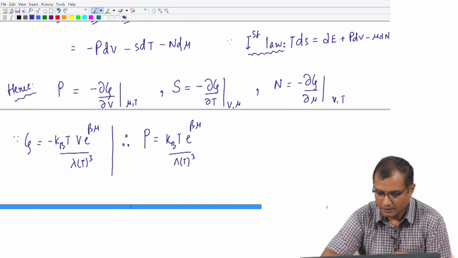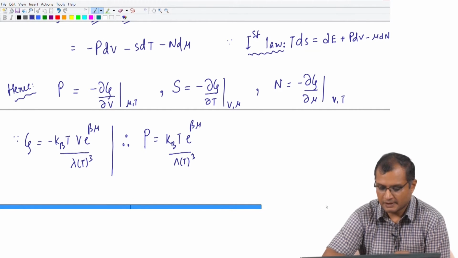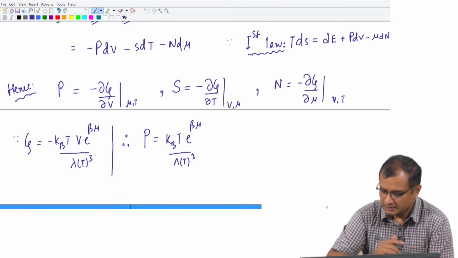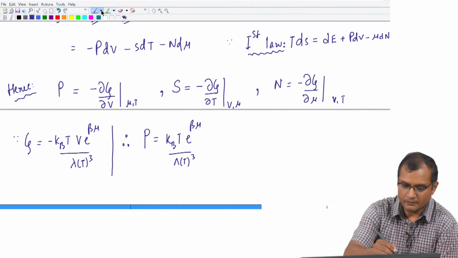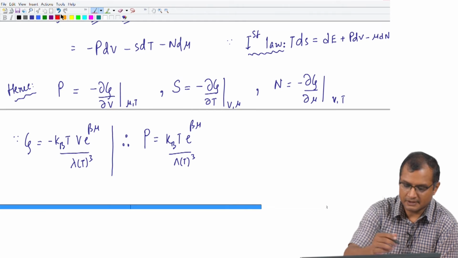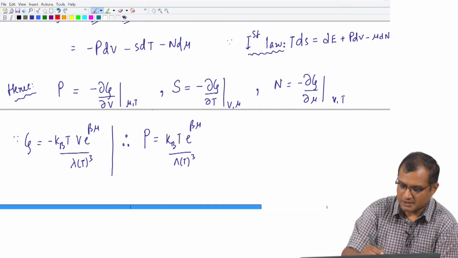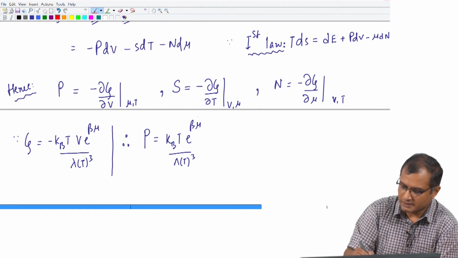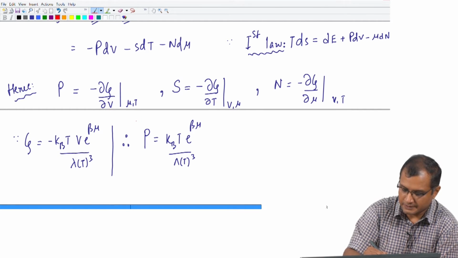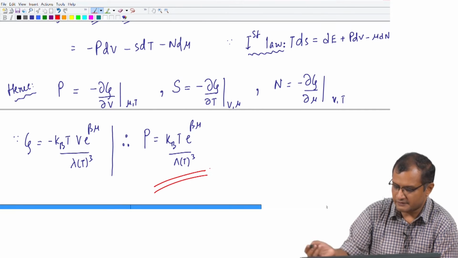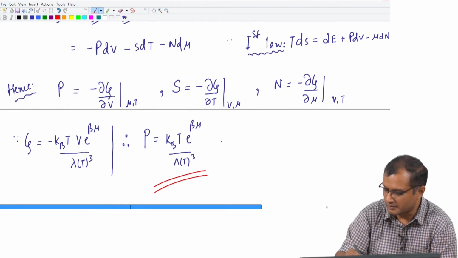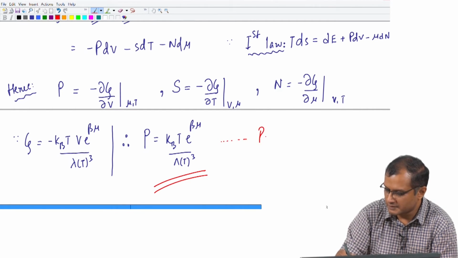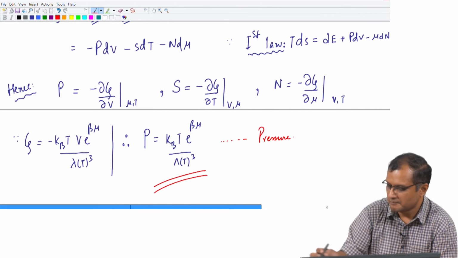Okay. So, as you can see, this is the pressure of our gas at constant mu, V, T conditions. So, I am going to sort of underline it. This is the first expression for pressure. Okay.